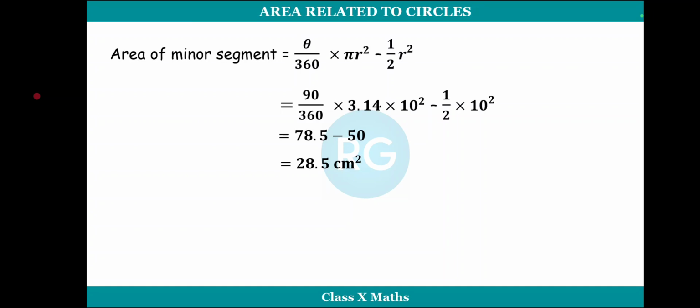So after simplification I got 78.5 minus 50, and further I got 28.5 centimeter square. So this is the area of minor segment. So students, we have nailed this question as well. Now let us take one more example which explores this concept.